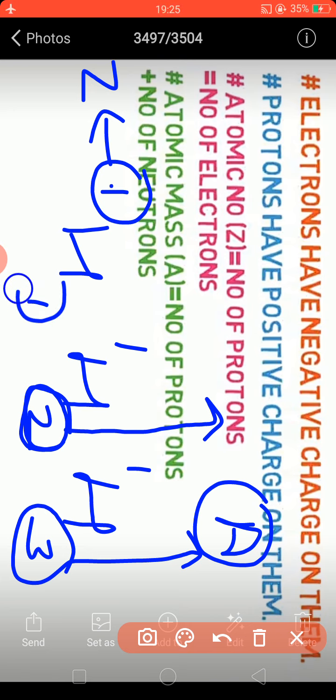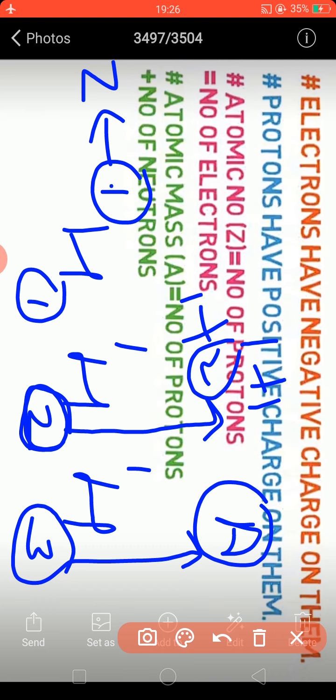This atom of hydrogen has only one proton and does not contain any neutron. In the next, it has one proton plus one neutron, and in the third one it has one proton plus two neutrons. In this way, these are called isotopes, which have the same atomic number but different mass number. This happens only in a few cases: in hydrogen, carbon, which has two isotopes, and nitrogen, which has two isotopes. Only a few atoms have isotopes, not all atoms. You can easily remember those atoms. So this is about isotopes.